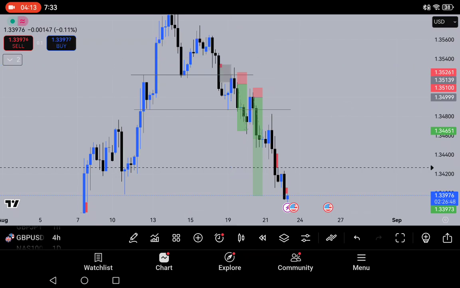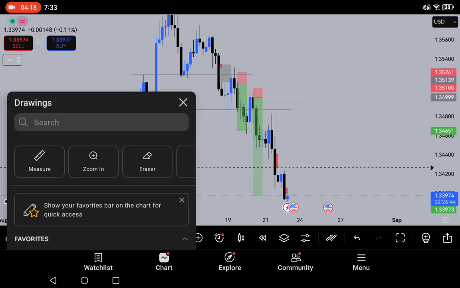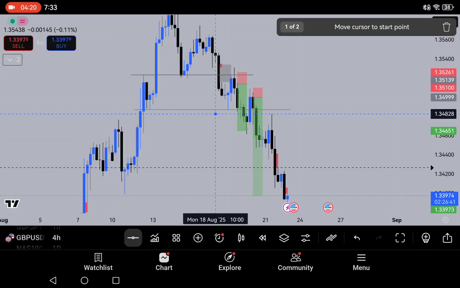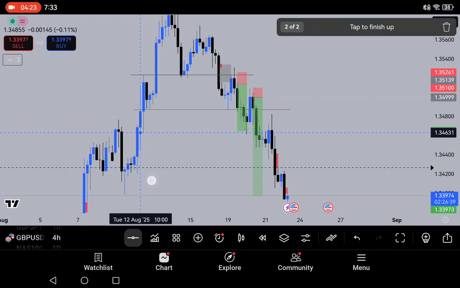But I didn't take it when price came into that zone. Now I know that my target will be this low. Let me mark it out, guys. My target will be this low here.